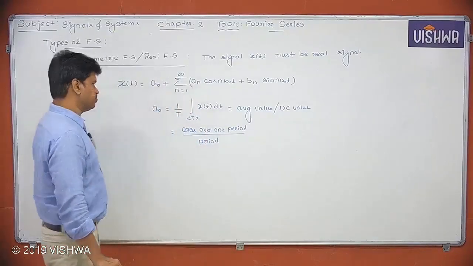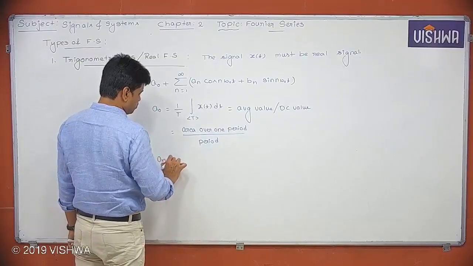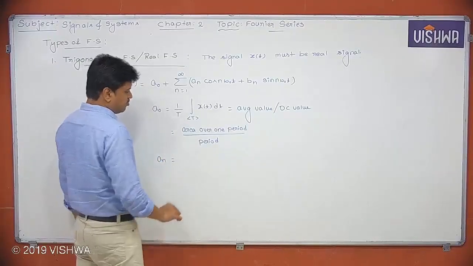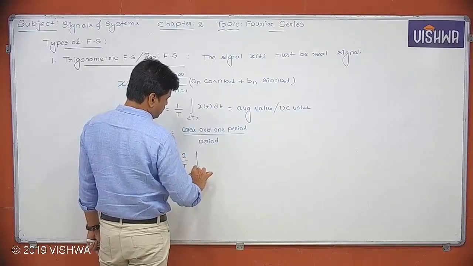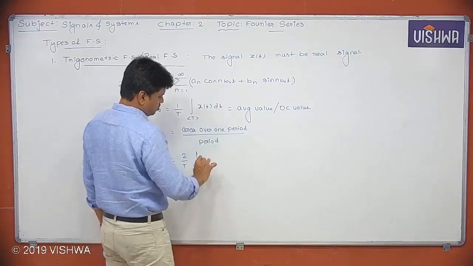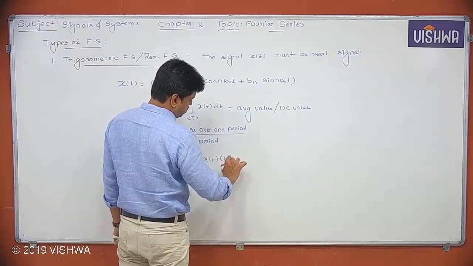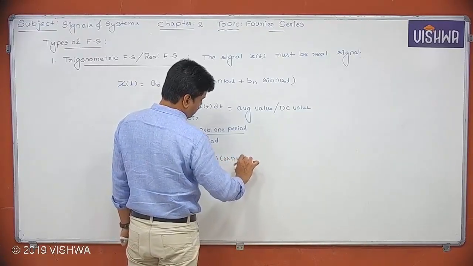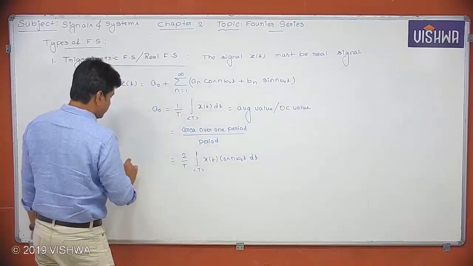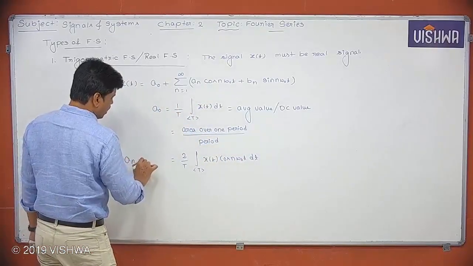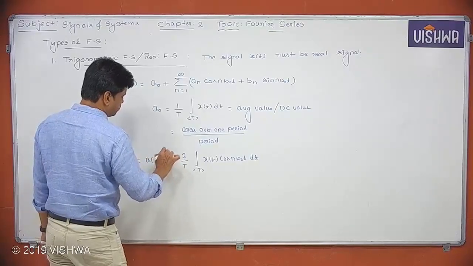Divided by period. Then what is an? an can be found by using the formula 2 by T integration over a period x of t cos n omega naught t dt. So actually an is nothing but a shorthand notation of a of n omega naught.